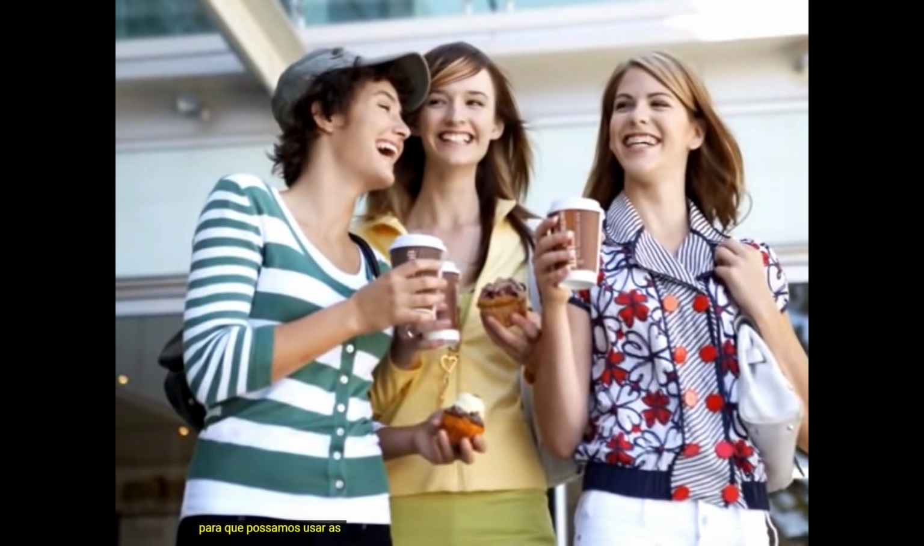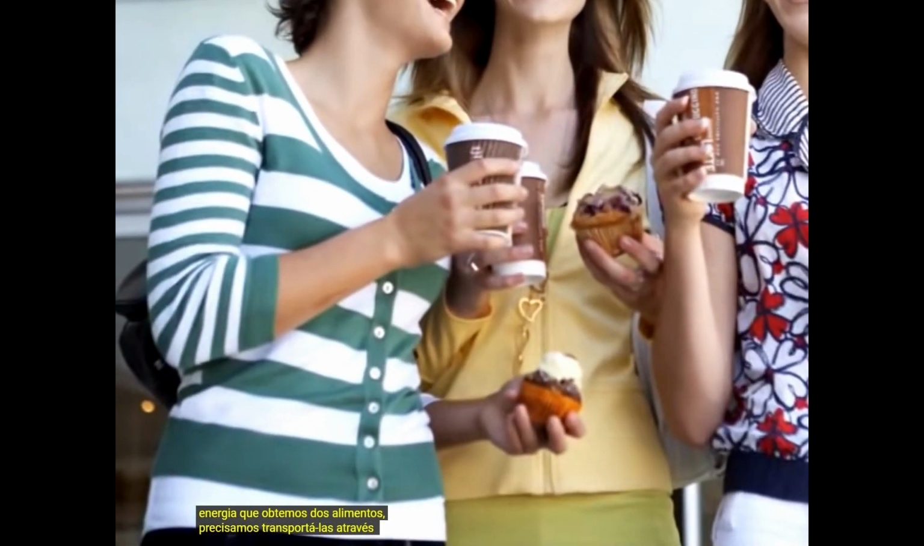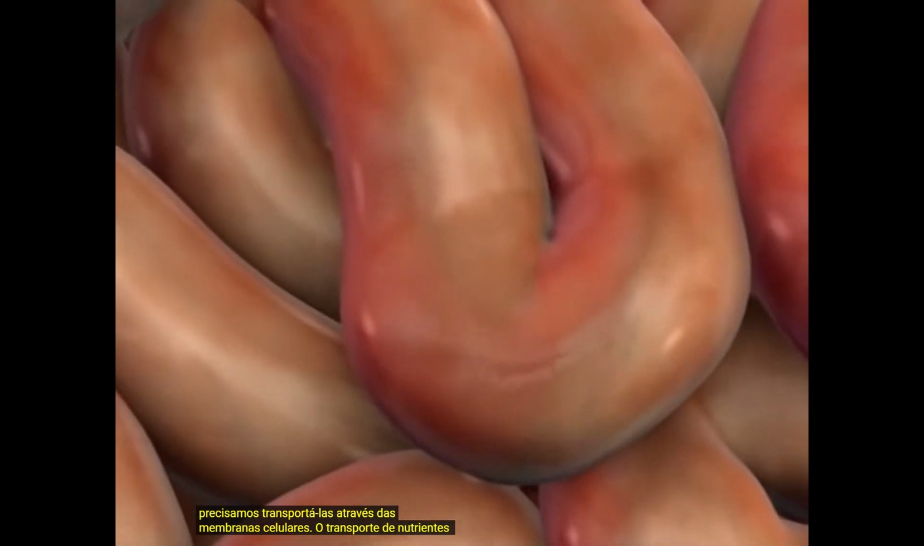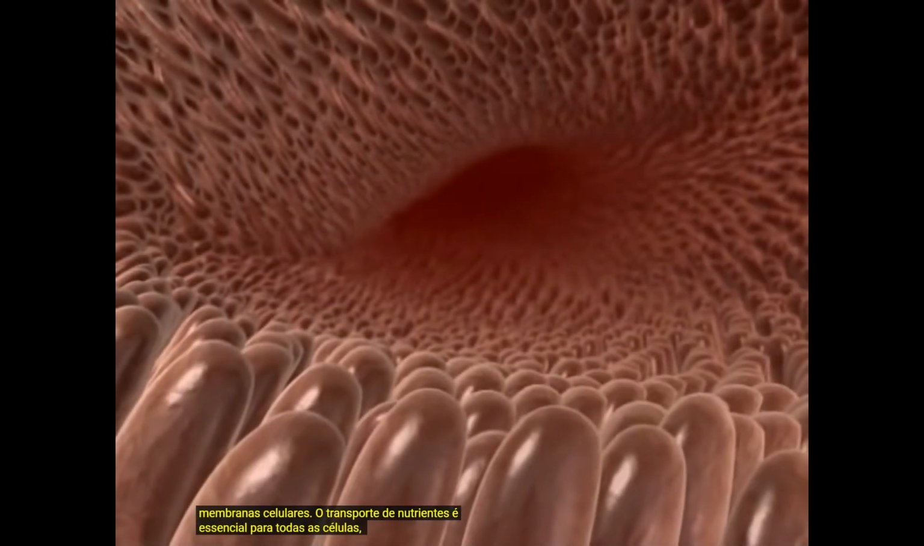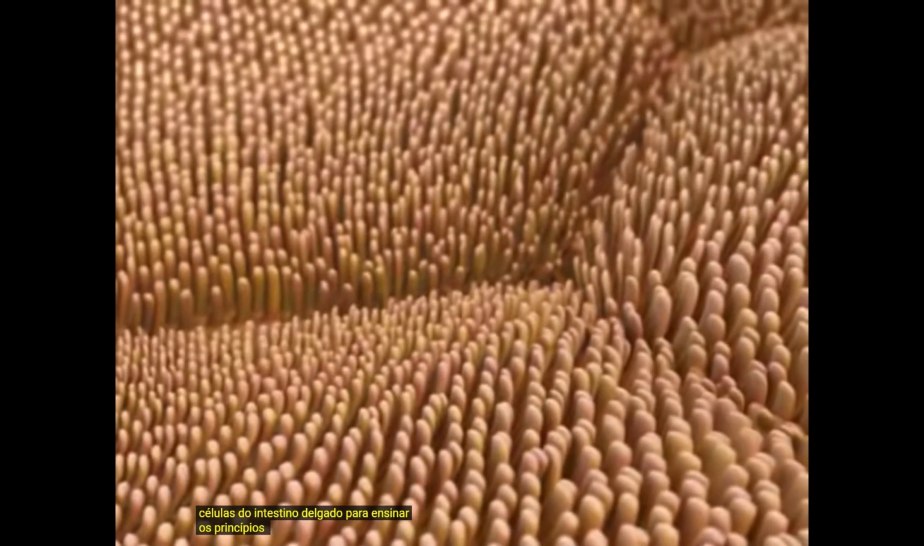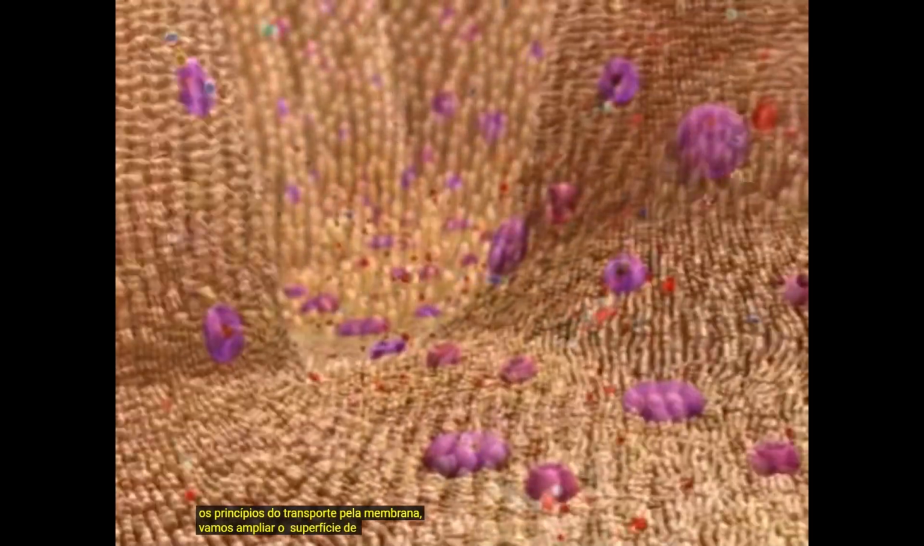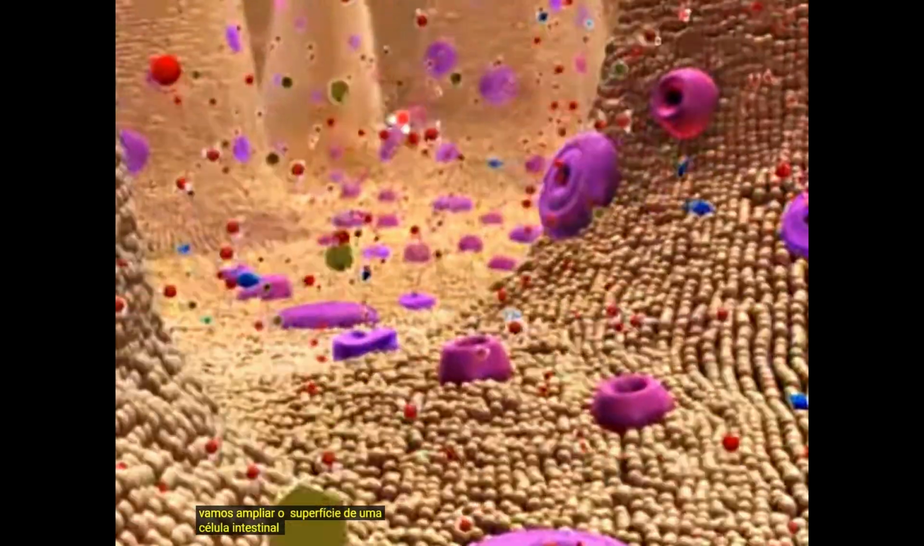In order for us to use the molecules and energy we get from food, we must transport them across cell membranes. Transport of nutrients is essential for all cells, but we'll use cells in the small intestine to teach the principles of membrane transport. Let's zoom into the surface of an intestinal cell.